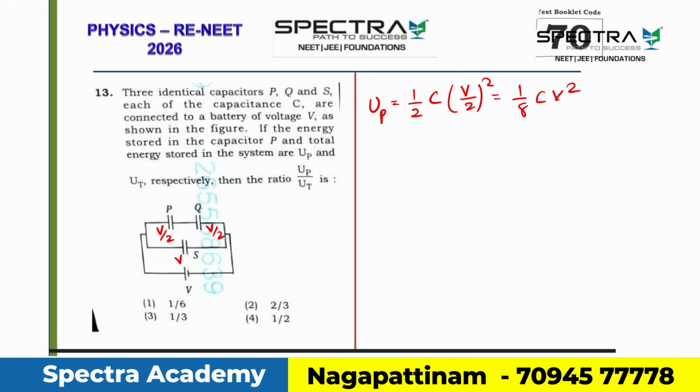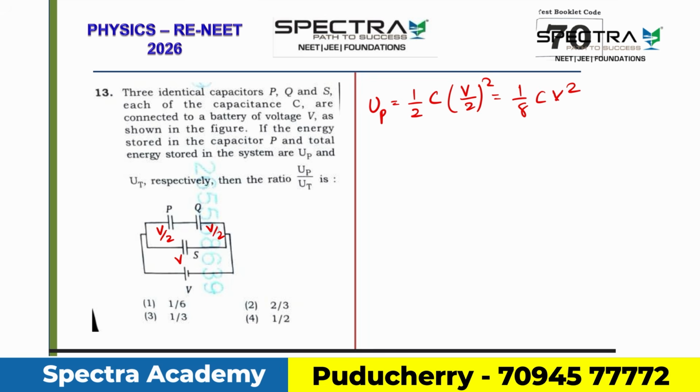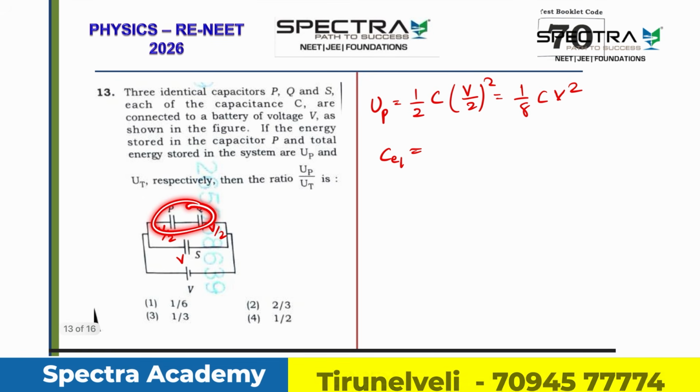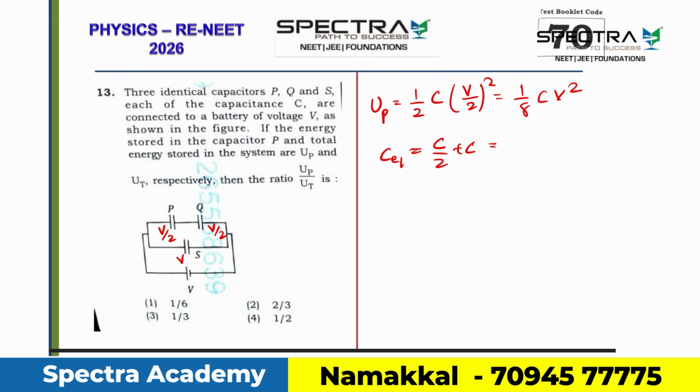Okay, students. 1 by 8 CV square. Next, what is total energy? For that we need C equivalent. So C equivalent is, you can see that these two are in series. So the series combination is C by 2. That C by 2 and this C are in parallel.